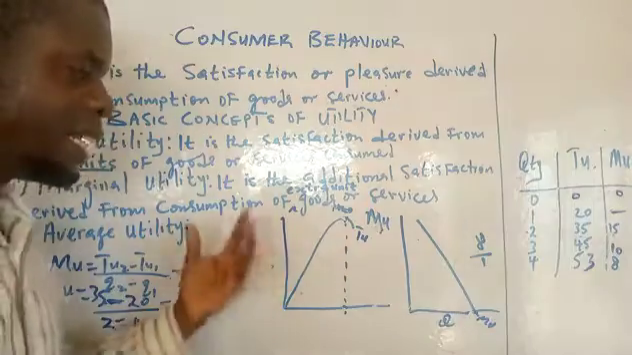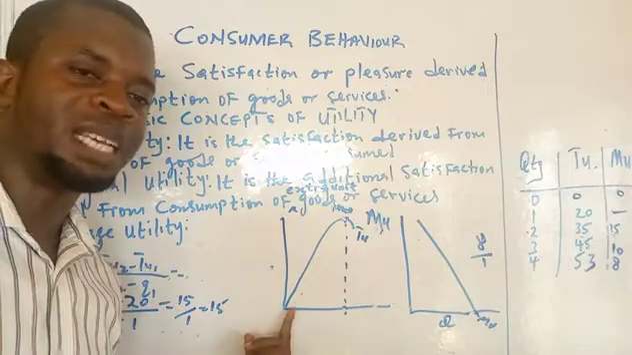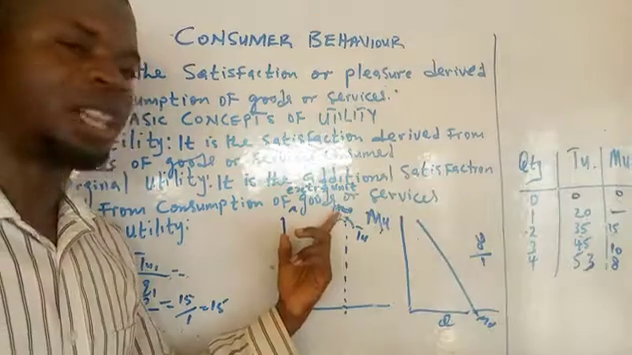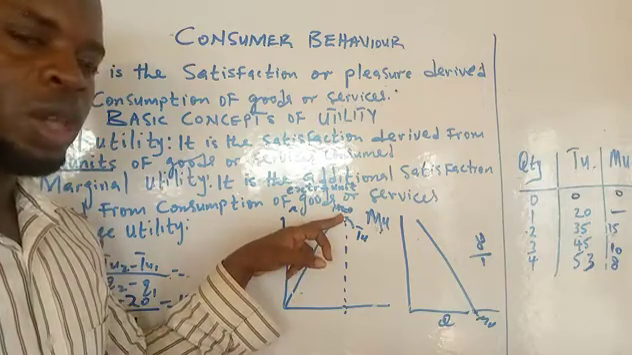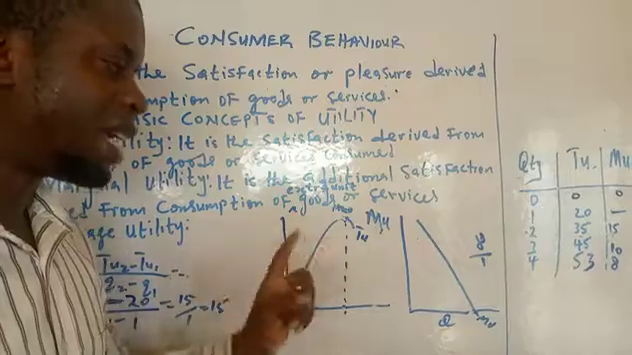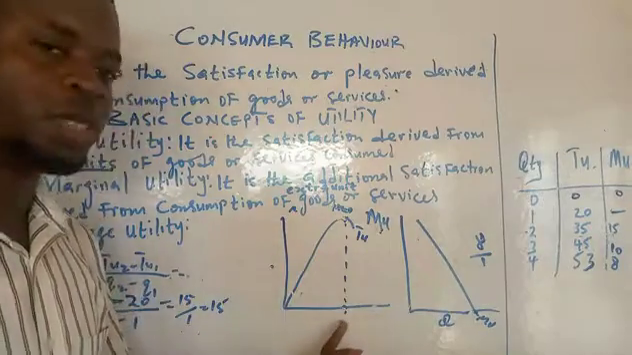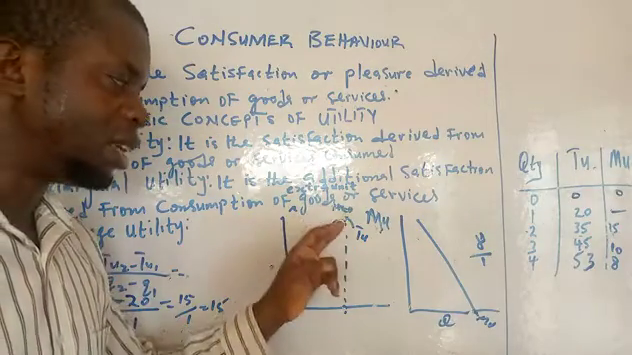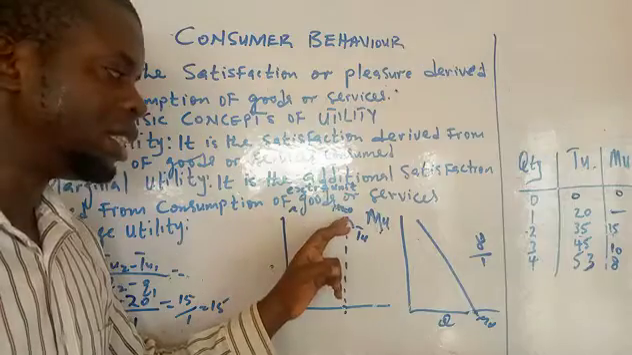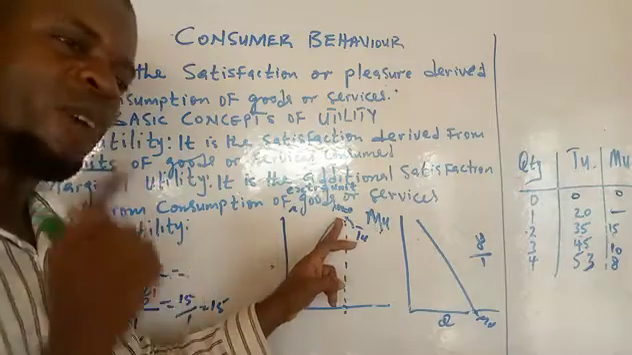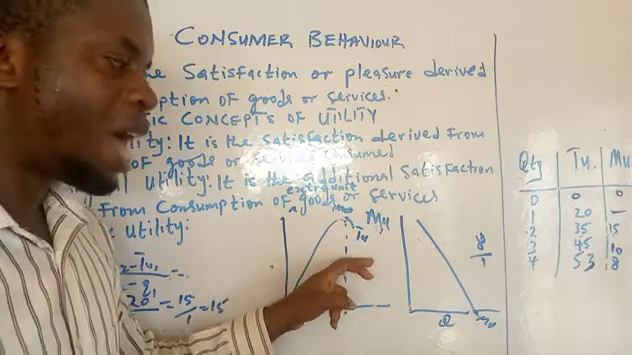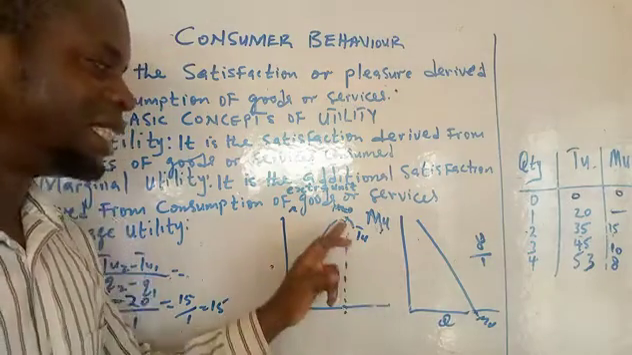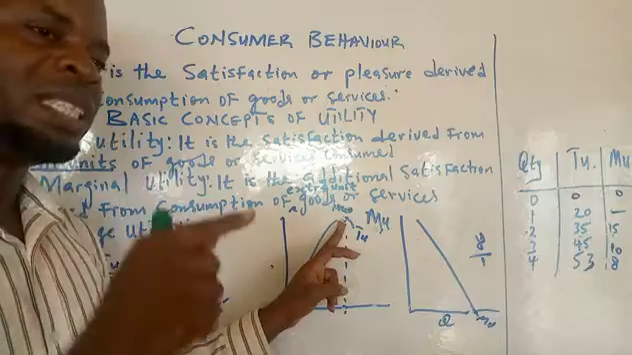Then I told you that total utility always starts from the beginning and rises until it gets to the peak. If you consume more, it starts falling. And that point is where marginal utility becomes 0. When marginal utility is 0, total utility is at the peak. So any further consumption makes the total utility fall. And when marginal utility is 0, the law of diminishing returns sets in.